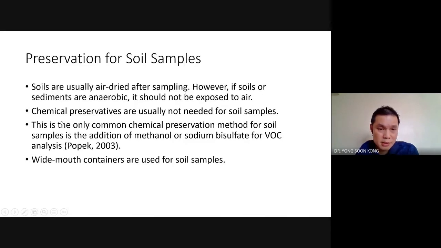Okay, the only common chemical preservation method for soil samples is the addition of methanol. Now, the third point, by adding methanol and sodium bisulfite, these are actually reducing agents. I would say it is to induce reduction so that they reduce the probability of oxidation on the VOC. Now, VOC is something that volatilizes easily. They can be easily degraded by bacteria. It's hydrocarbon, so bacteria can easily degrade them.